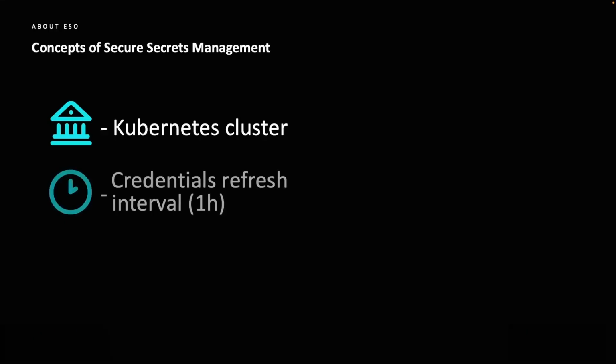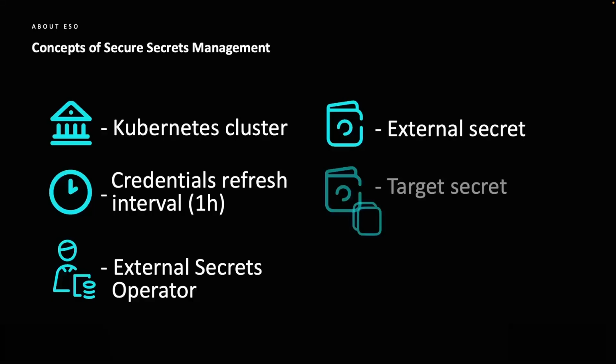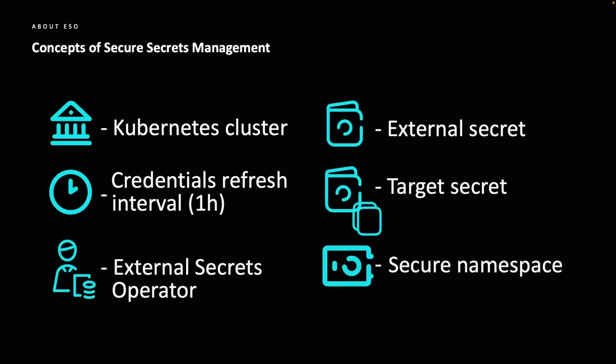In this analogy, the bank is the Kubernetes cluster. The hourly schedule is the refresh interval. The accountant is the external secrets operator with the service account. The original passport in the safe is the external secret. The copy of the passport is the secret in the application namespace. And the bank vault is the secure namespace.